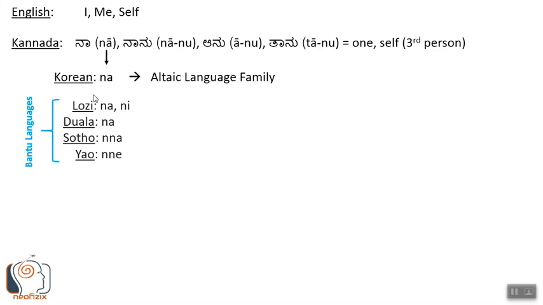And also we find similar words, similar sounds in Bantu languages. For example, in Lozi, I is called na or ni. And in Douala, na. In Soto, na. And in Yao, ne. So these are pretty close words. There may be many other words where the sounds are similar but the meanings may be different. For example, in Sumerian, na means just an adult male or man. So we can do such comparisons, and we see that in Kannada, the word na is related to many other languages with the same sound and the same meaning.